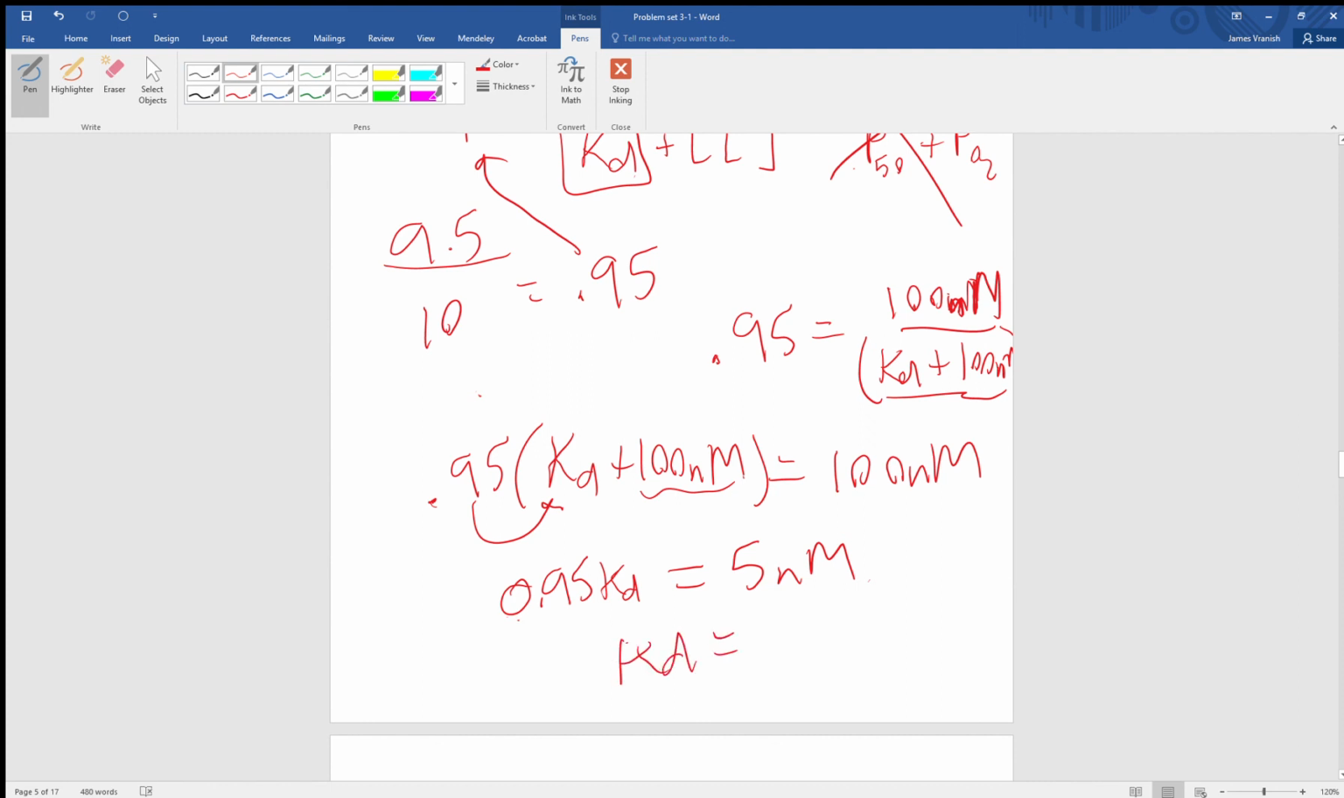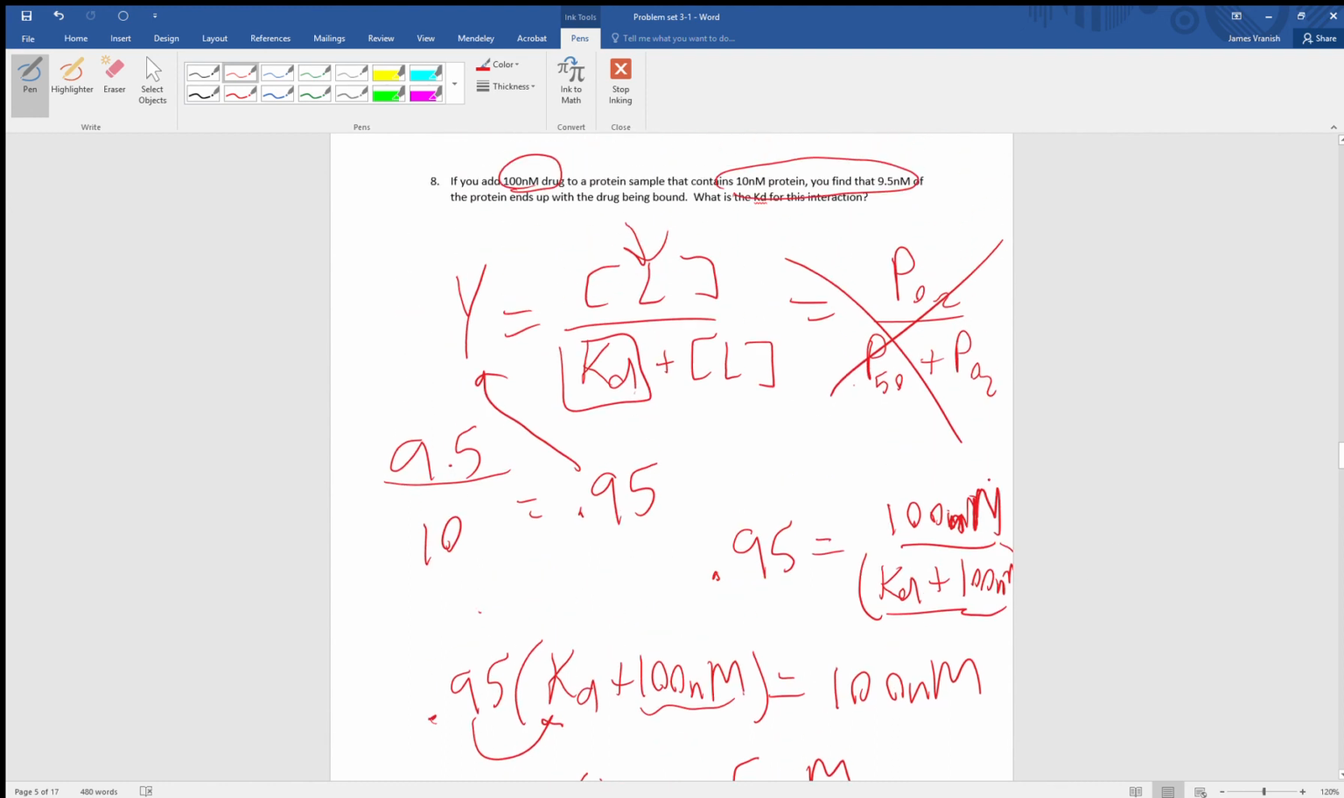Now we can divide both sides by 0.95, and we end up with KD is equal to 5.3 nanomolar. Keep the units the same, nanomolar. And that's it for that particular question, question number 8.